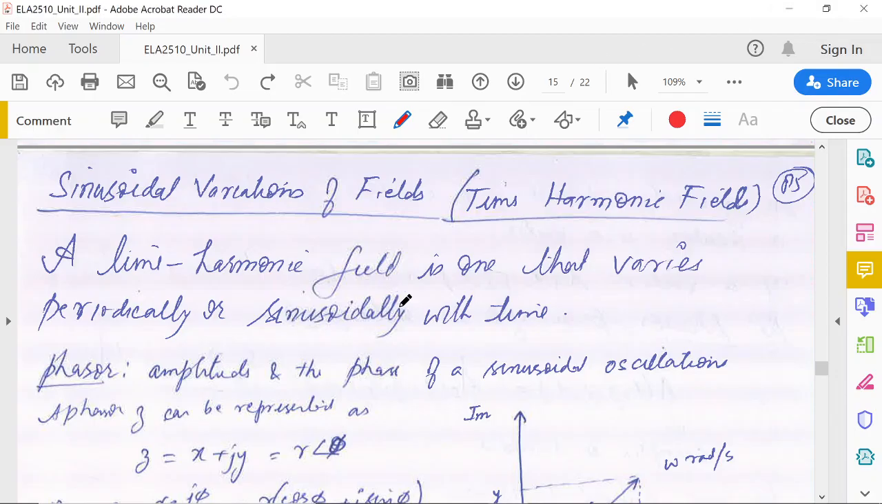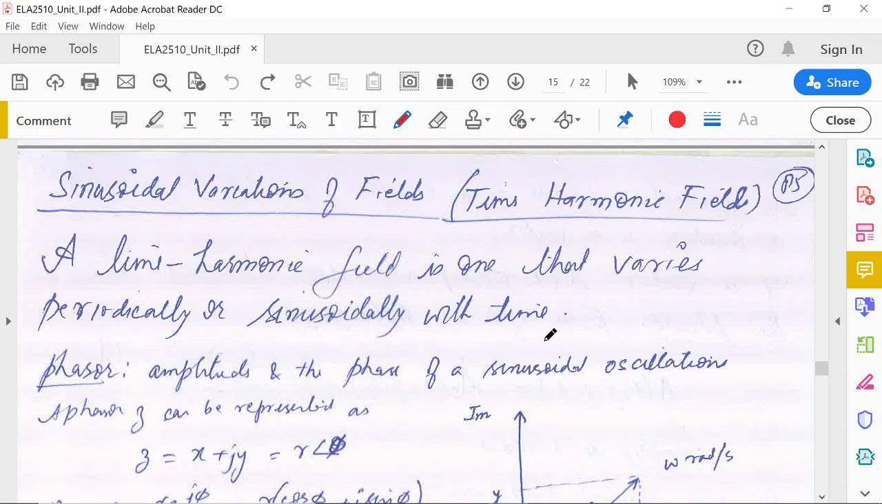So in this lecture, we will see the time harmonic fields. A time harmonic field is one where the fields vary with time in a sinusoidal fashion. That is, they vary sinusoidally with time. In general, a field can vary with time in any pattern, but this is a specific case where the fields are varying in time with a sinusoidal function. That is a specific case, and it is a very important case. In later lectures, we will deal only with time harmonic fields.